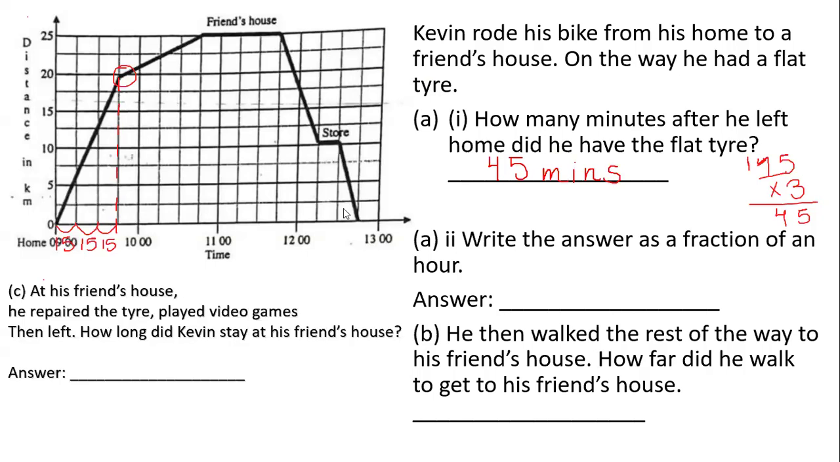Okay, good. I realized where I went wrong. I thought the part where it was completely still was the part where he got a flat tire, but then I realized that was by the friend's house. Exactly. That's a very good point.